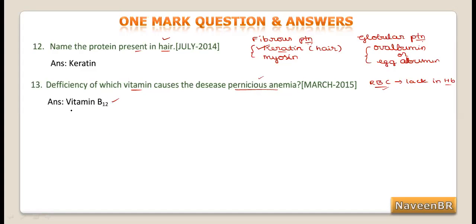Vitamin B12 is the only water soluble vitamin which can be stored in our body also. So that also you can remember. It is also asked for the 1 mark examination. So 1 mark in the examination.